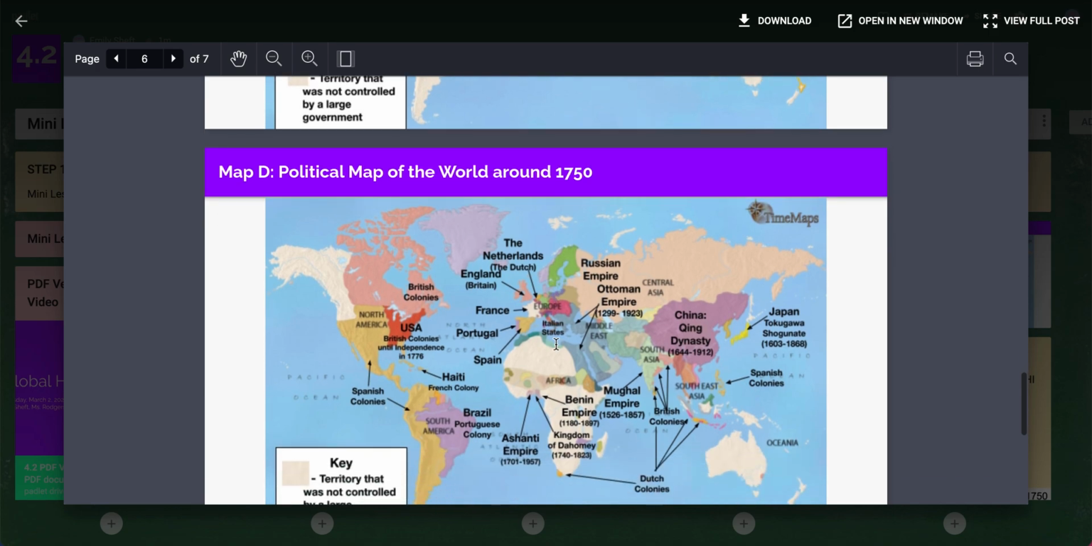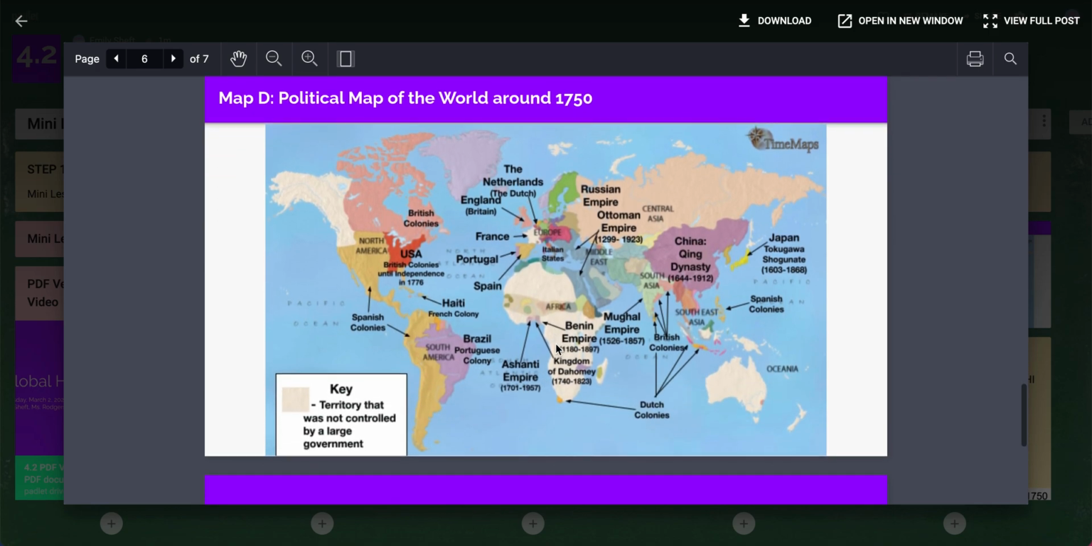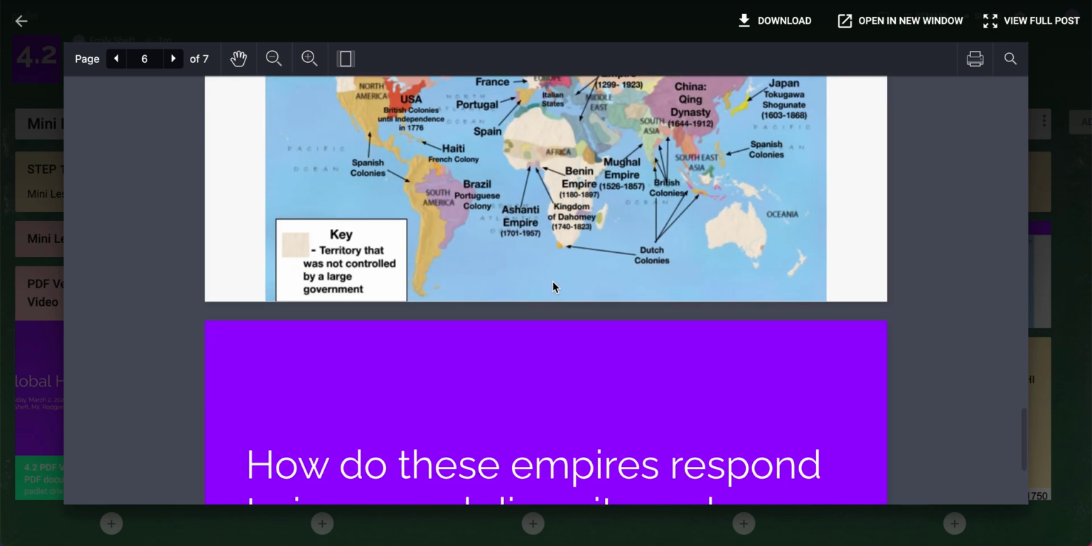And then map D is the 4th and final map that we're going to look at, which is a map of the world from around 1750. So this is not exactly 1750. And you can see what the world looked like from the continents of North and South America, again, to Africa, Asia, and Europe. And after we look at all of these maps, we're going to ask you a series of questions to help you analyze the maps and think critically about what all of these maps tell us.